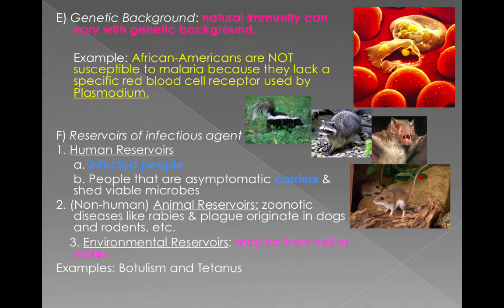A person's genetic background, believe it or not, can actually provide some natural immunity. And that can vary with your genetic background, but the most common example is that African Americans are not susceptible to malaria. They actually lack a very specific receptor on the red blood cells that's used by Plasmodium to enter. So again, if the Plasmodium, if that protist can't get into the red blood cell, it can't infect, and the person never develops the disease.